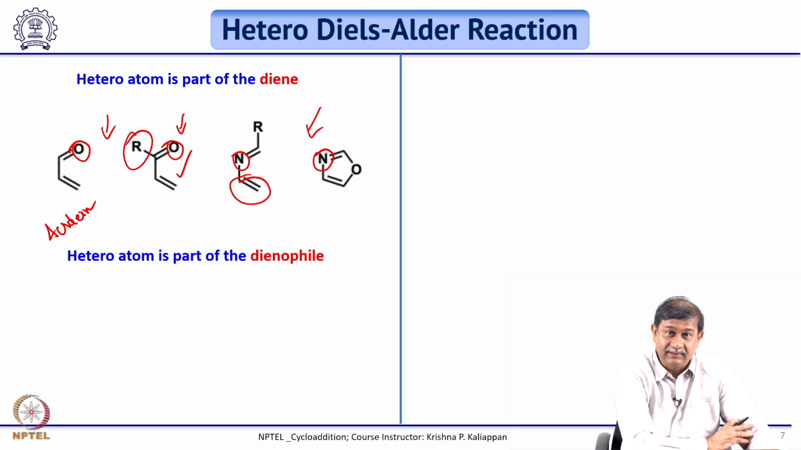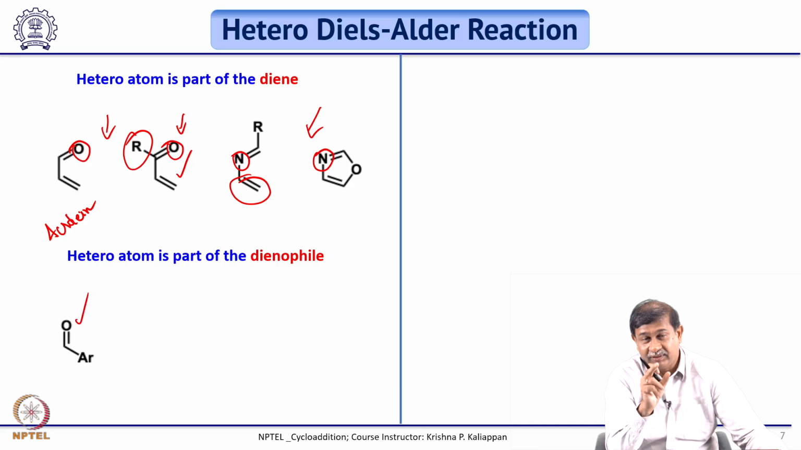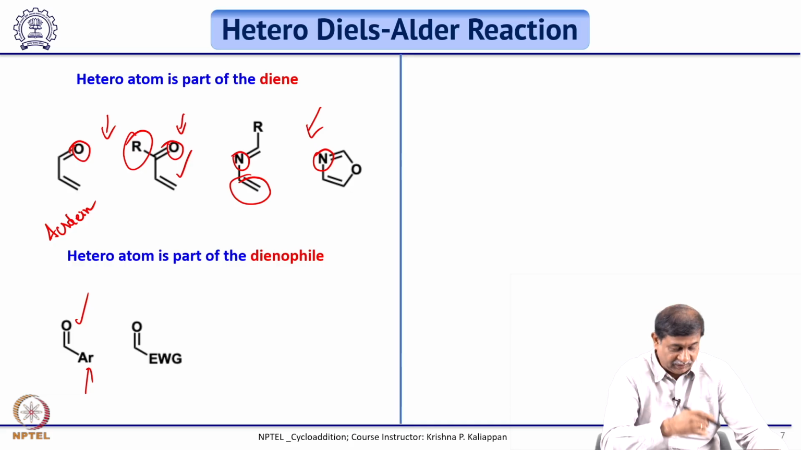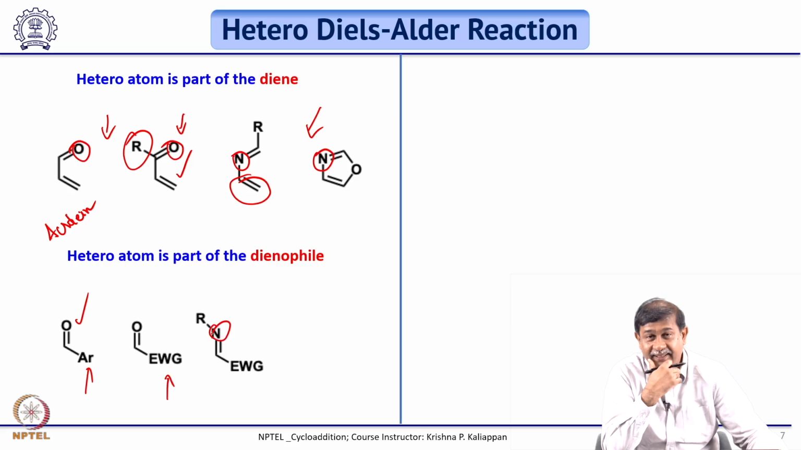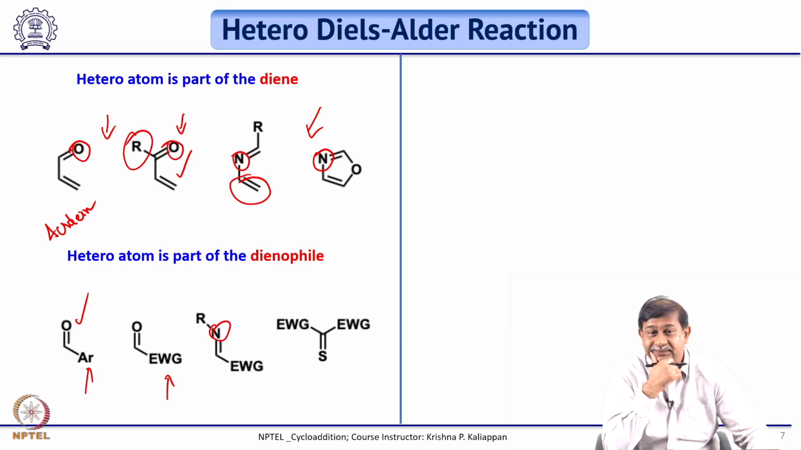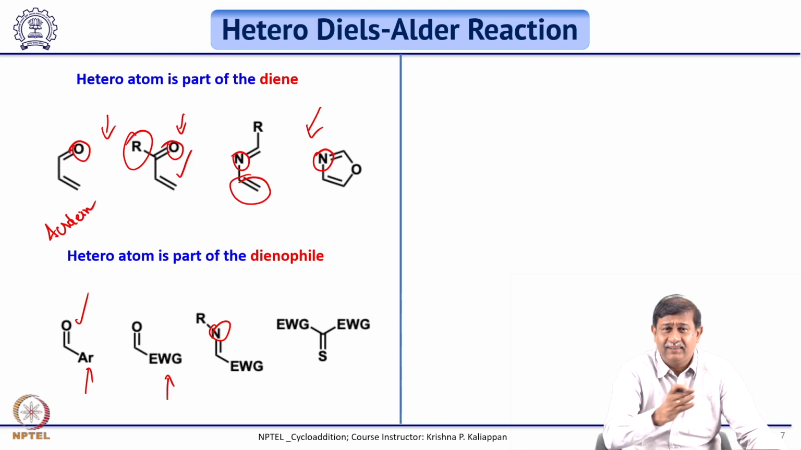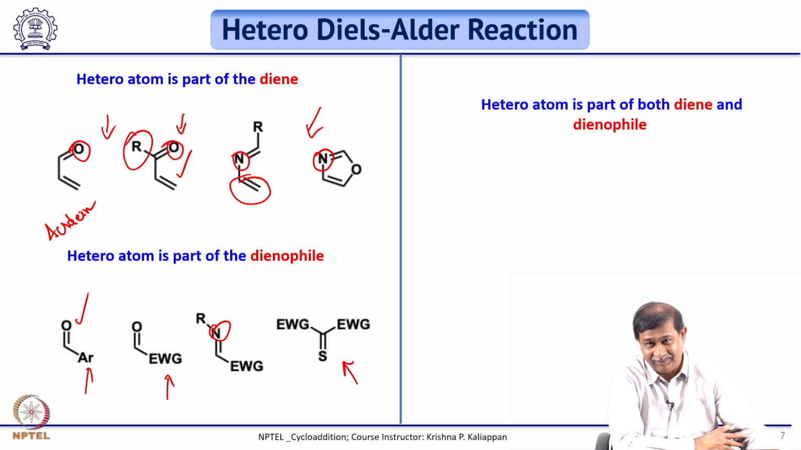Then, like how diene can have a heteroatom, dienophile also can have a heteroatom. So, for example, if you take aldehyde, replace one of the carbon atoms of dienophile by oxygen, you get aldehyde, and now it can be attached to an aryl group or electron withdrawing group, or you can have imine. So, why only aldehyde? Imine also can undergo hetero Diels-Alder reaction. And why only carbonyl group? Why not thiocarbonyl? So, all these can undergo hetero Diels-Alder reaction and they will act as dienophile.